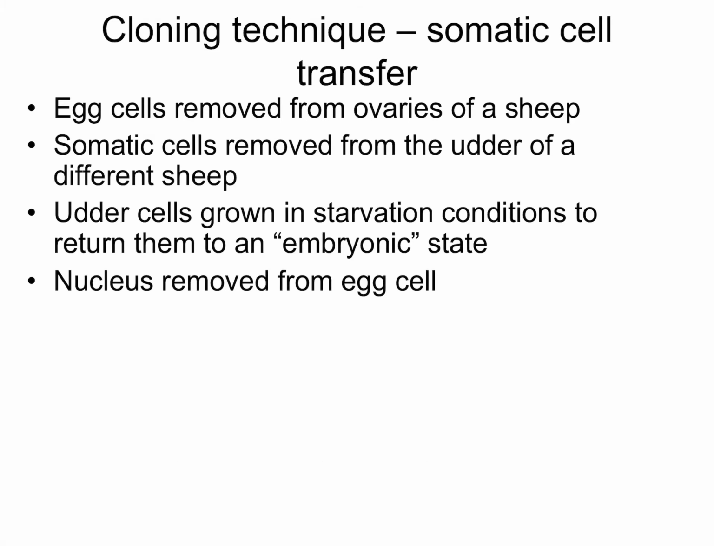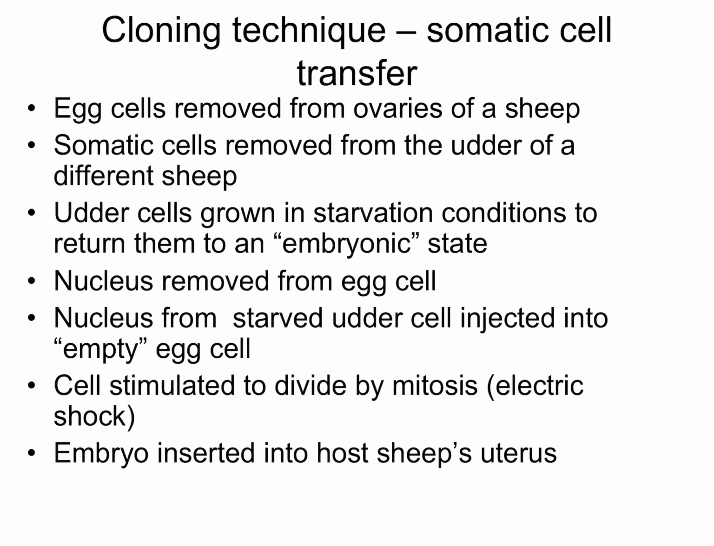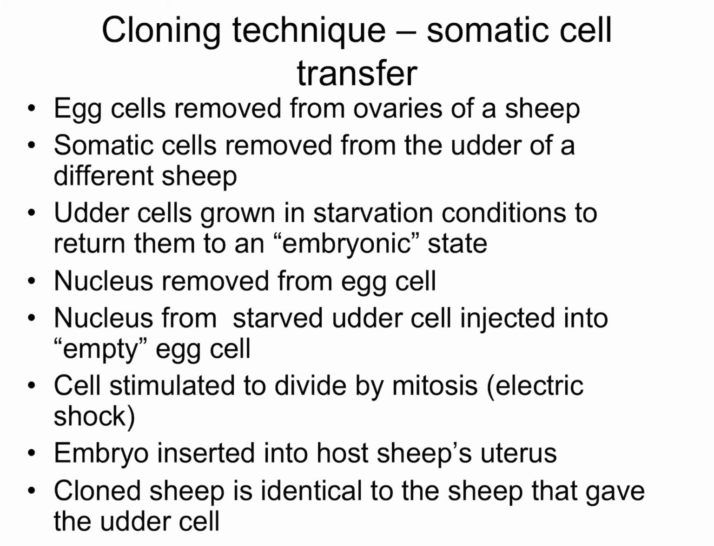And then the nucleus is removed from an egg cell. We say it's been enucleated. And the nucleus from that starved udder cell is injected into the empty egg cell. It's stimulated to divide by having a little electric shock, a little sort of depolarization. And then the embryo is inserted into the host sheep's uterus and grows. And this is exactly what happened with Dolly the sheep.